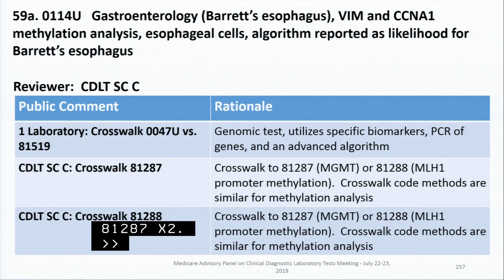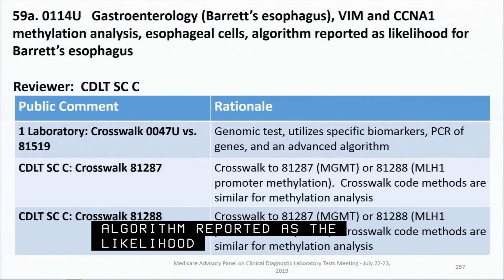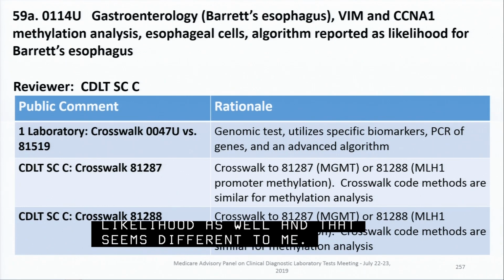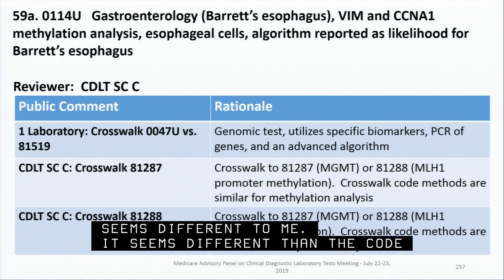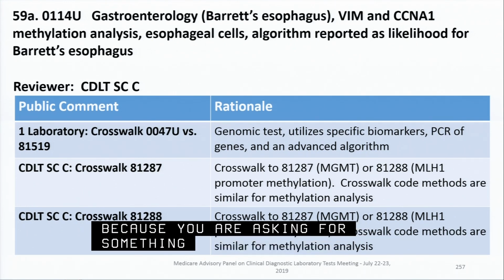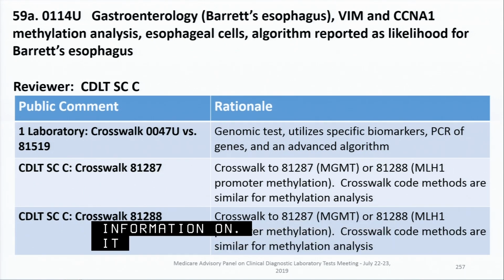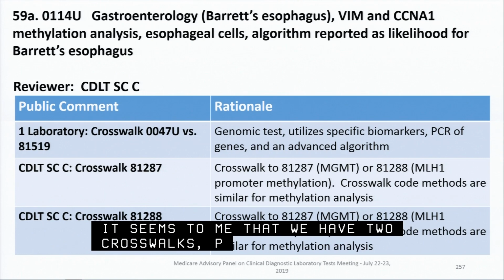My question was around the algorithm reported as likelihood as well, and that seems different to me than the codes proposed. Right, so we have an issue then, because you are asking for something that no one has that information on. So it seems to me that we have 2 crosswalks, possibly 3, 81288. I'm not sure if we will remove that. So having said that, Dr. Schoonmaker?